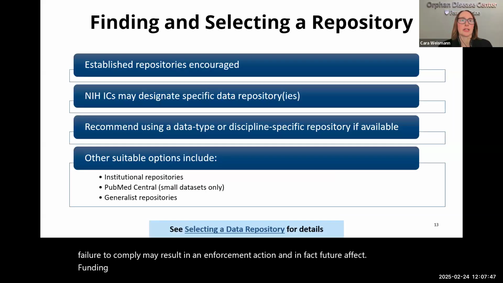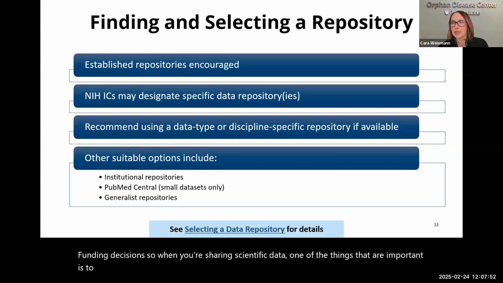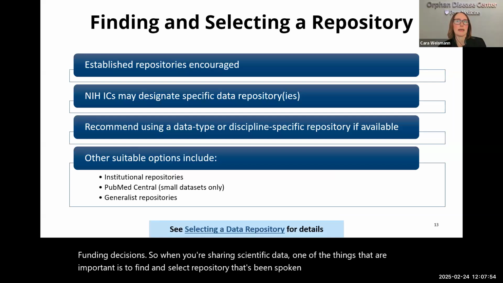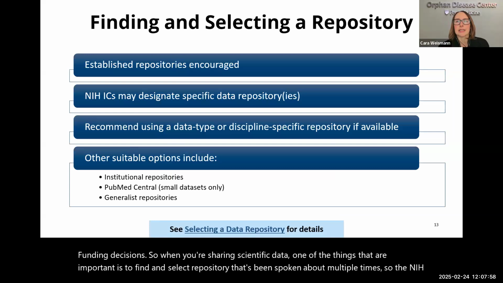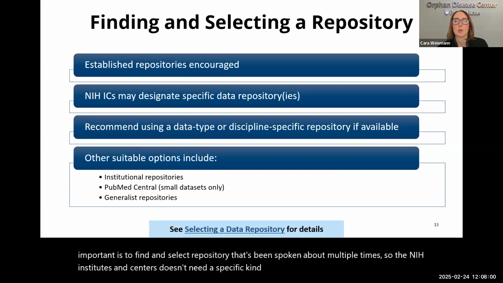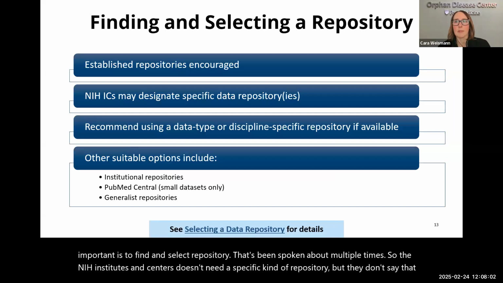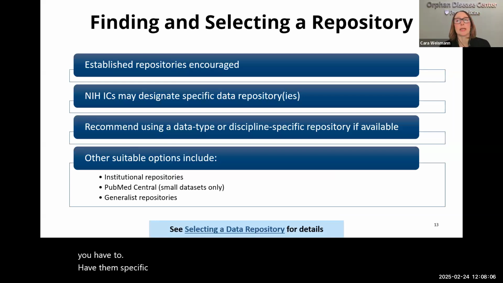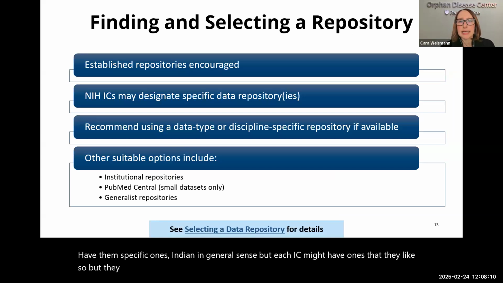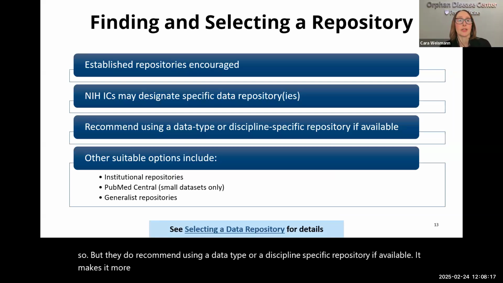So when you're sharing scientific data, one of the important things is to find and select a repository. That's been spoken about multiple times today. The NIH institutes and centers may designate a specific kind of repository, but they don't say that you have to use specific ones in a general sense, though each IC might have ones that they like. They do recommend using a data type or discipline specific repository if available. It makes it more accessible to people within your field.